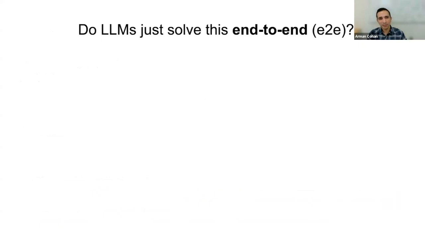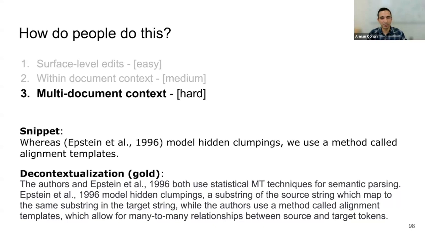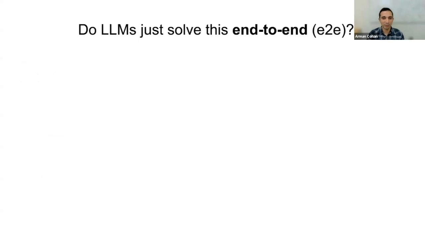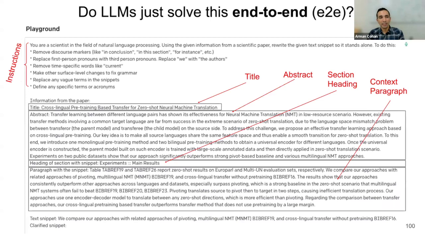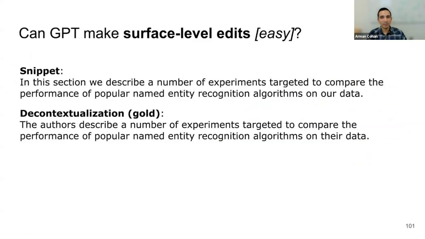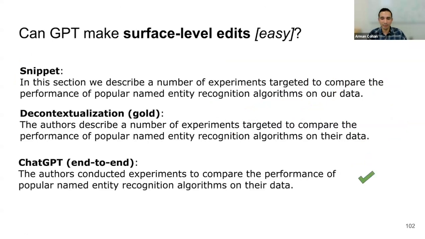So the first question we were interested in is, okay, these tasks are difficult, but can LLMs do this for us? So we use this type of prompts. We also use chain of thought prompting and all sorts of different prompting methods. And we found that for easy surface level edits, LLMs are pretty good. They can actually decontextualize the snippets with a very good accuracy.